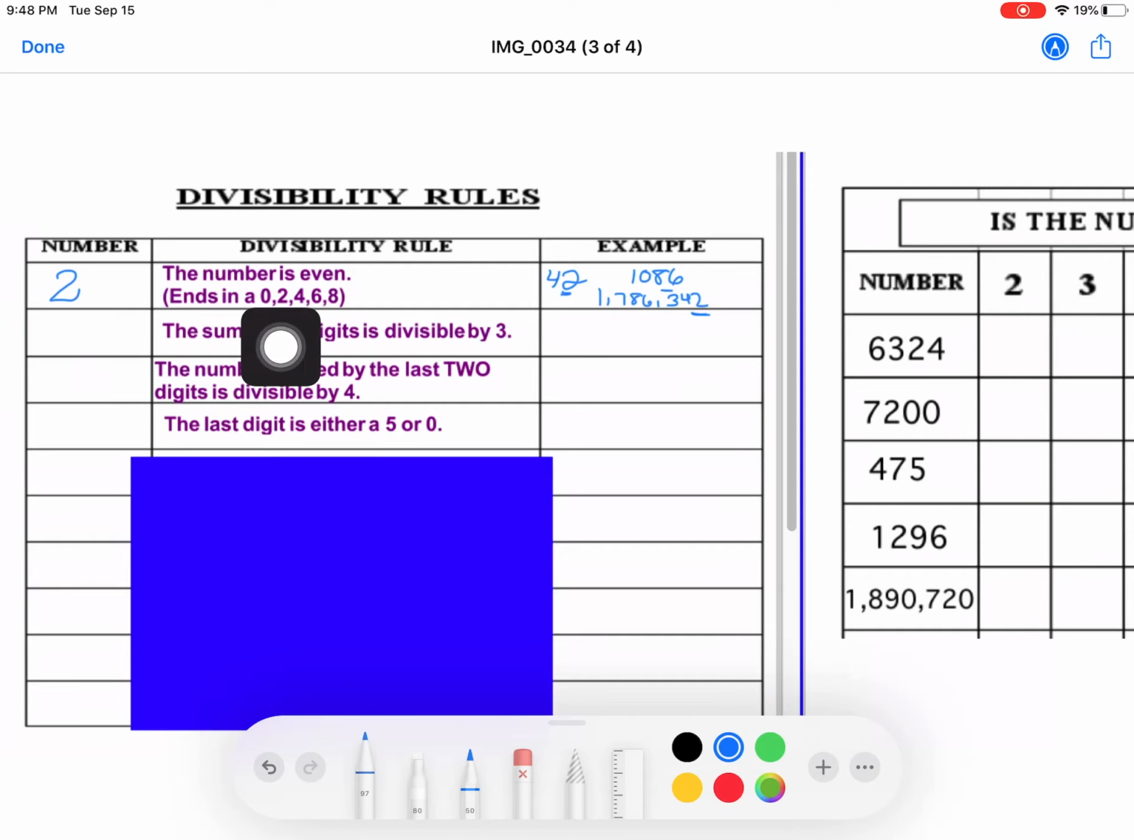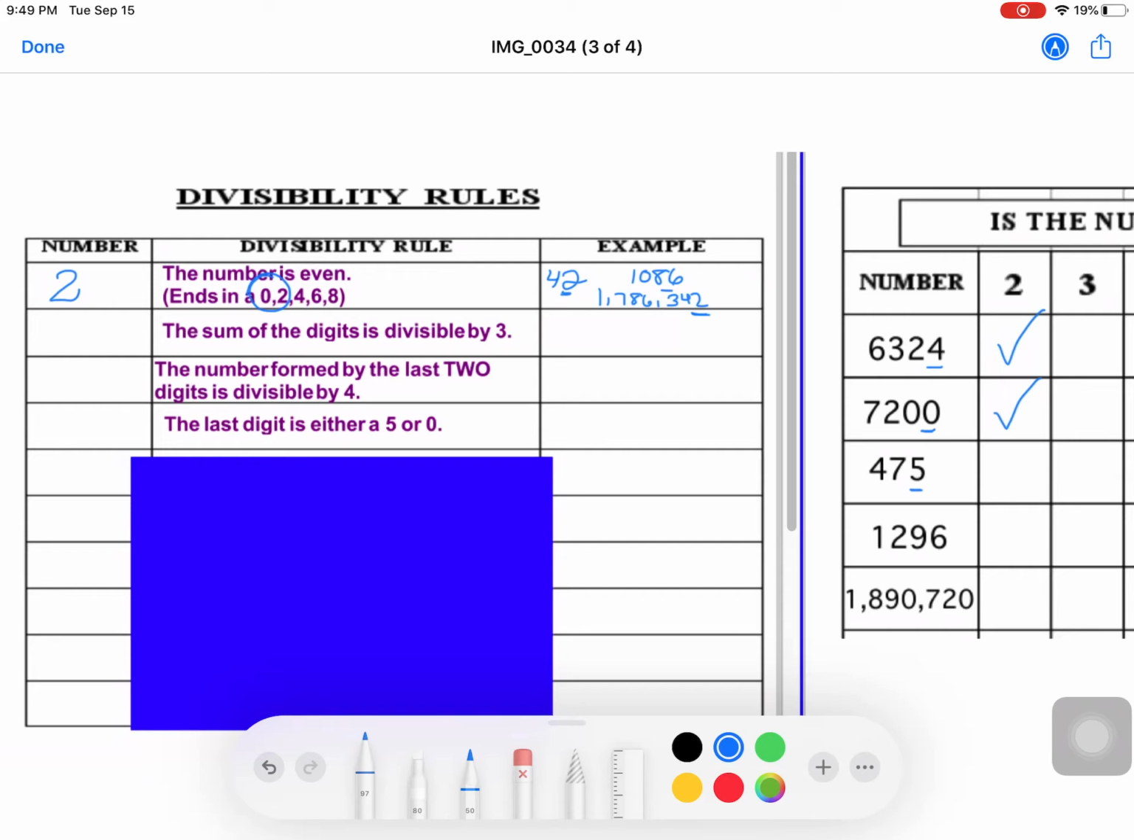So now I'm going to take this idea of this rule, and I'm going to look at this list of numbers and decide which one of these are divisible by 2. So again, I'm looking at the last number of each of these. The last number here is 4. 4 is an even number, so 2 goes into it. The last number here is a 0. 0 is an even number, so therefore I know that 2 goes into it. As opposed to the third number, which ends in a 5. 5 is not an even number, so 2 would not go into it.